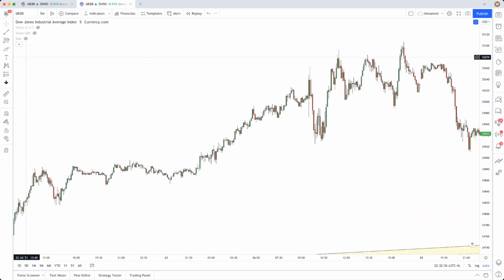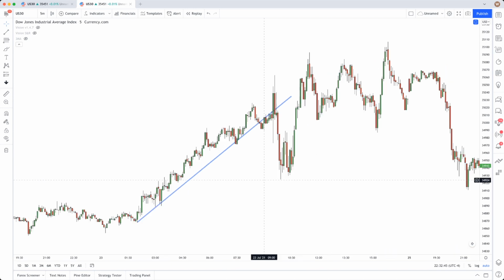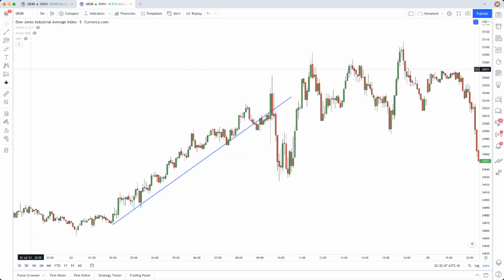Eyeball it. Here's a nice one right in here. Again, your lines don't have to be perfect, they just have to be close. So, see the trend right here? Everybody see it? It breaks, they test it, they tried. It was a failure at 9:30 a.m. They said, nah, it was broke, and they sold it.